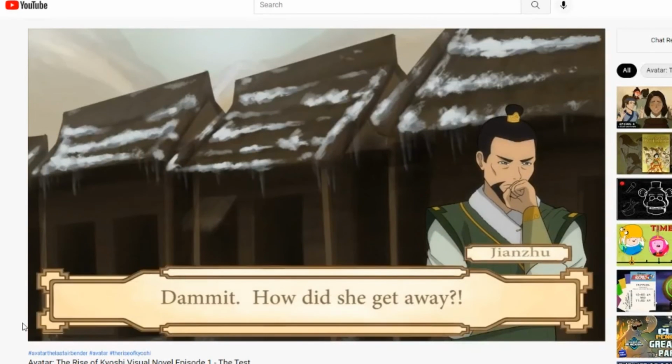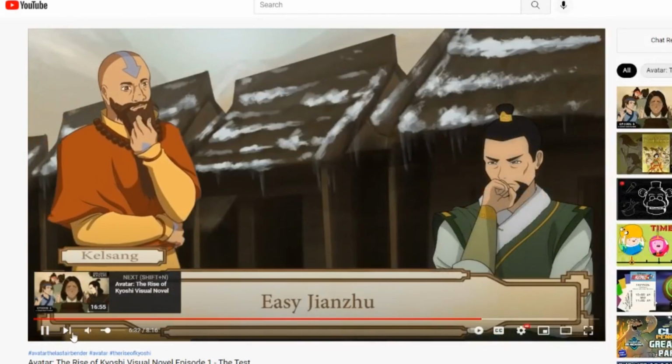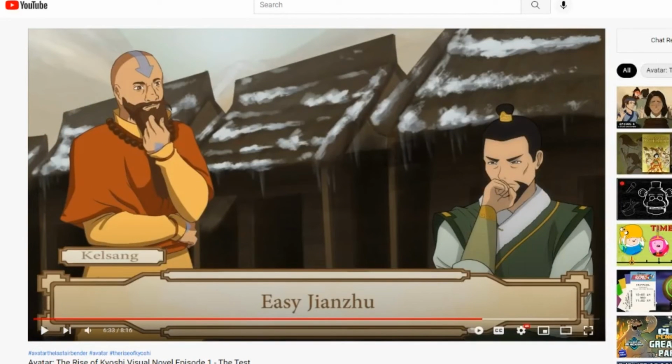It kind of reminds me of that scene in Spirited Away where Haku is stealing Chihiro through the city of spirits, and they're just zipping past everyone. It kind of reminds me of that a little bit.